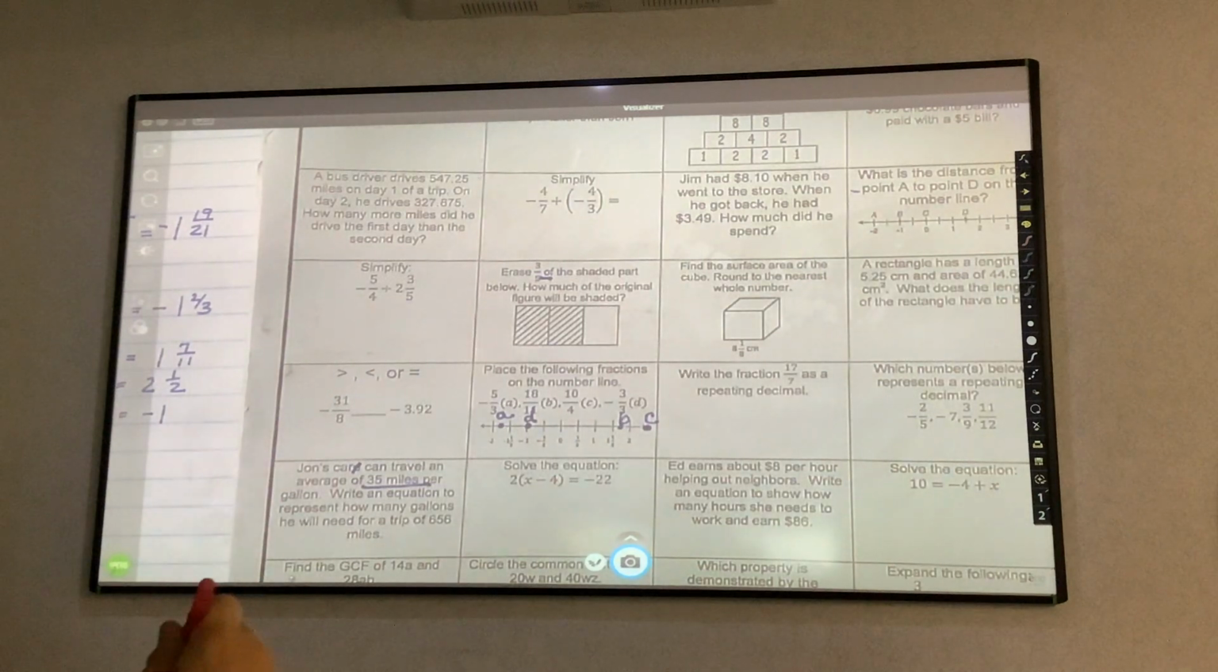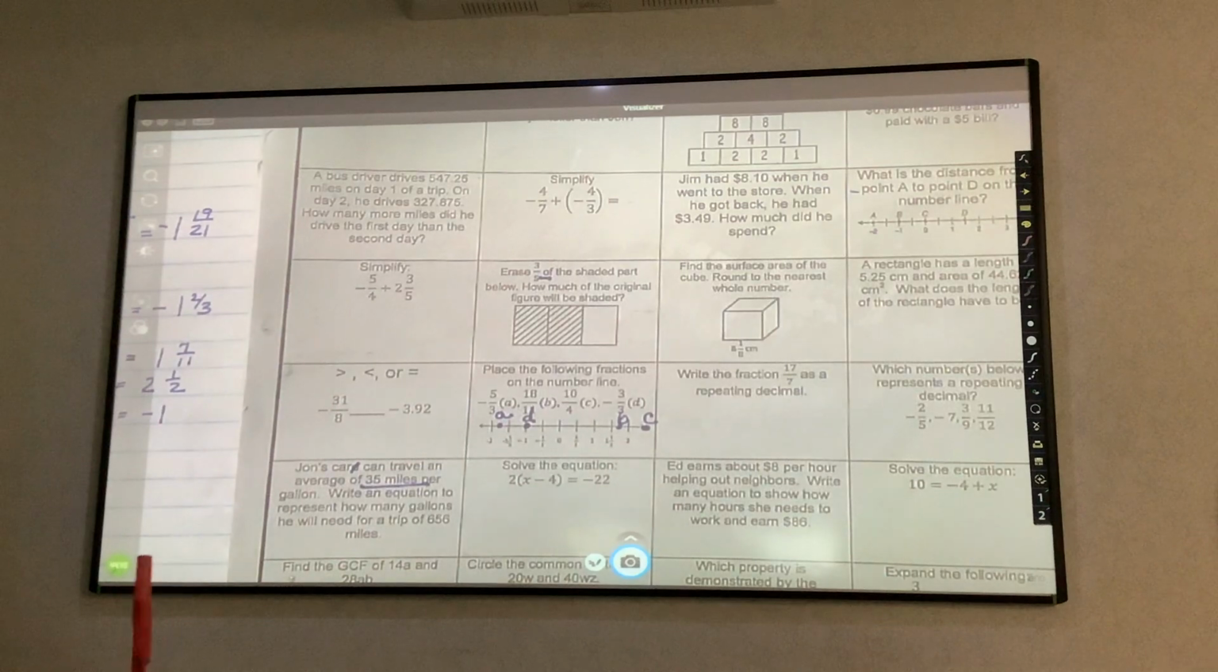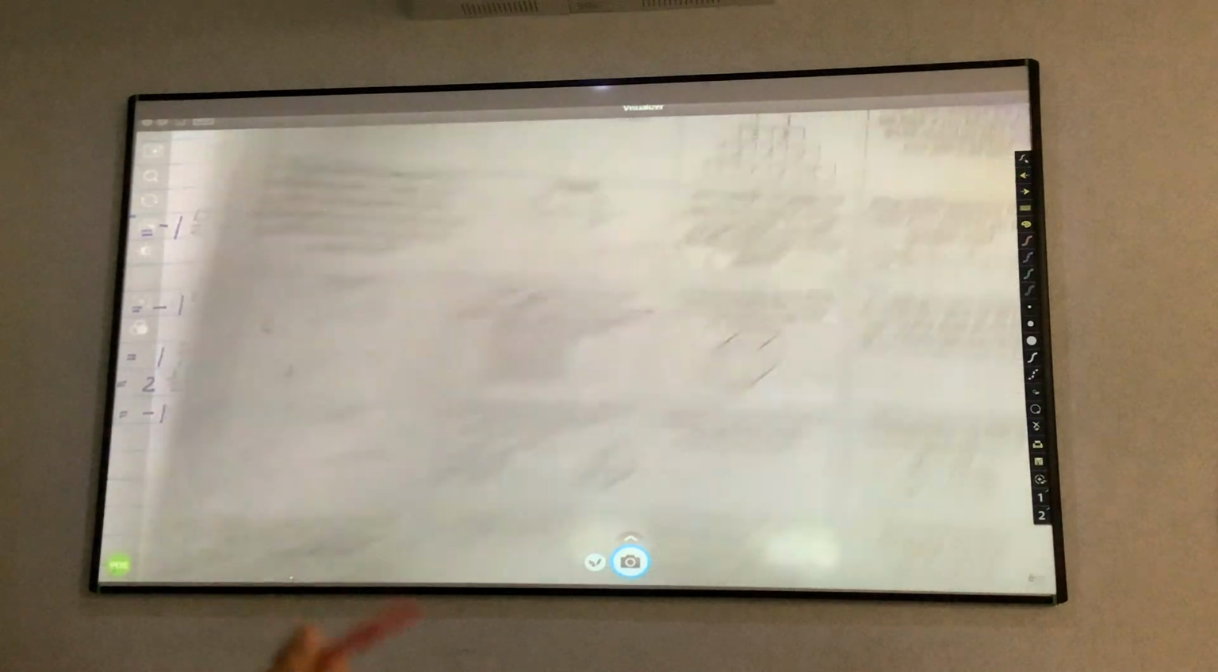When you get a problem like this, you don't have to rewrite it in your spiral notebook, you can just put it on the number line. Number 5.